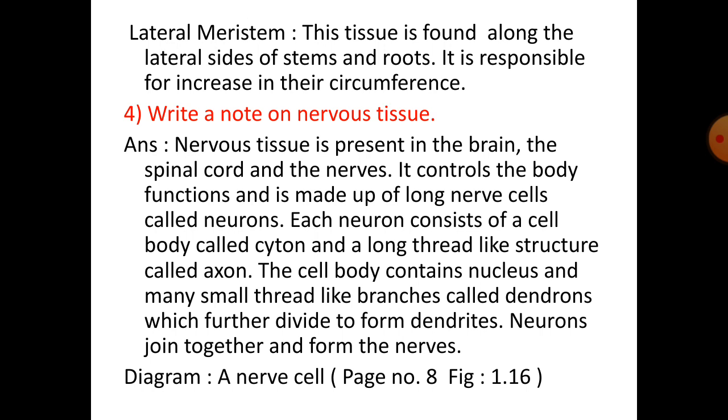Number 4, write a note on nervous tissue. Nervous tissue is present in the brain, the spinal cord and the nerves. It controls the body functions and is made up of long nerve cells called neurons. Each neuron consists of a cell body called cyton and a long thread-like structure called axon. The cell body contains nucleus and many small thread-like branches called dendrons, which further divide to form dendrites. Neurons join together and form the nerves. The diagram we will draw from your page number 8, figure 1.16, a nerve cell.